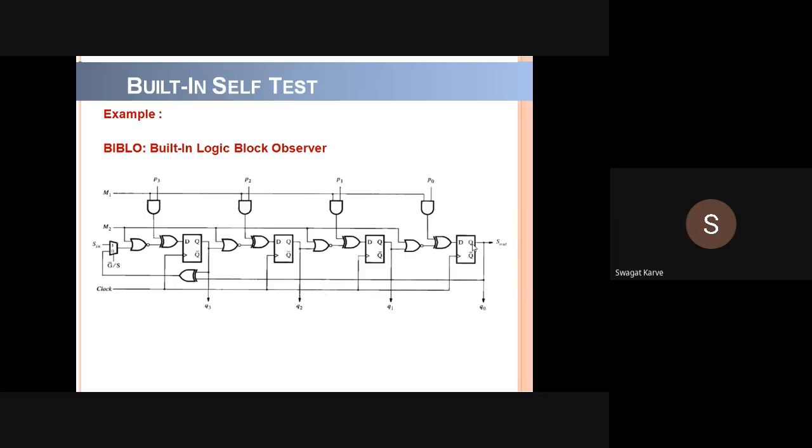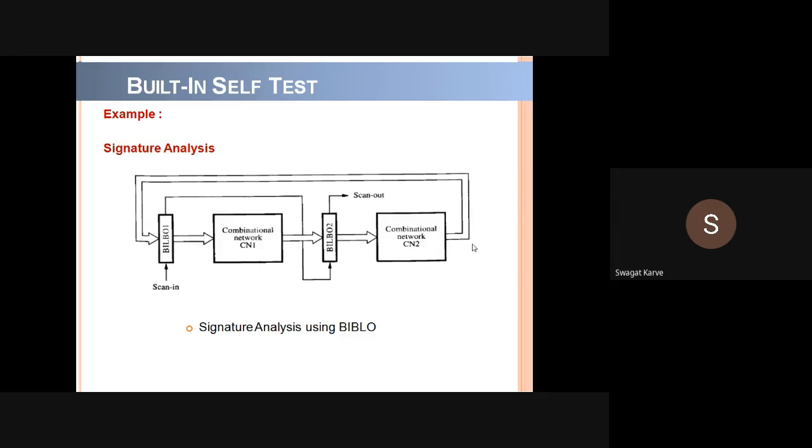So the same circuit, depending upon the M1 and M2, you can operate the same circuit in 4 different modes. Okay, so this is about the built-in logic block observer. Then the next thing we will discuss is signature analysis.